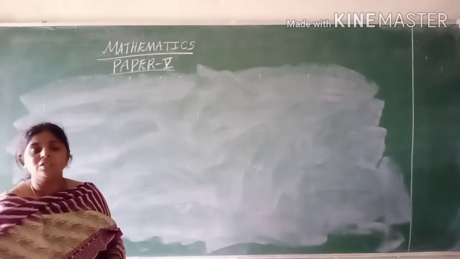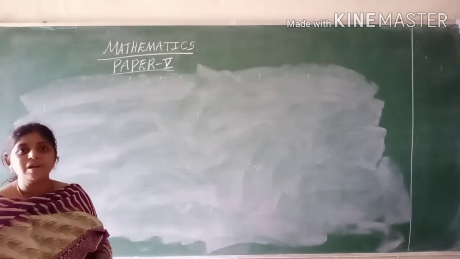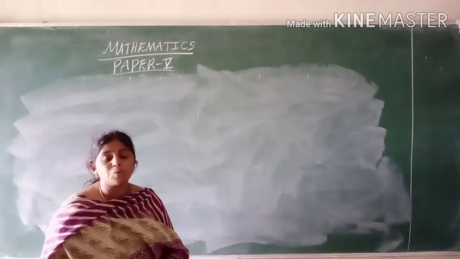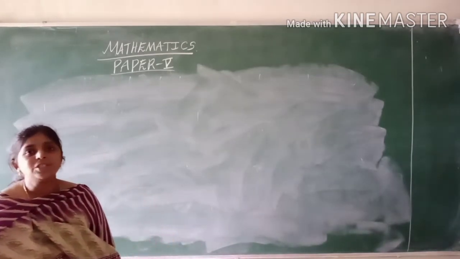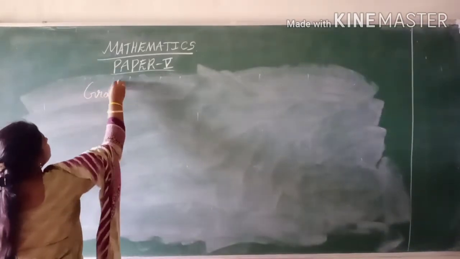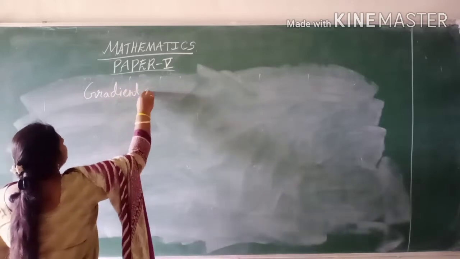Scalar point function and vector point function, scalar field and vector fields. I already told you there are three operators we are learning in this chapter: the gradient, divergence and the curl. The first one is the gradient of a scalar field.